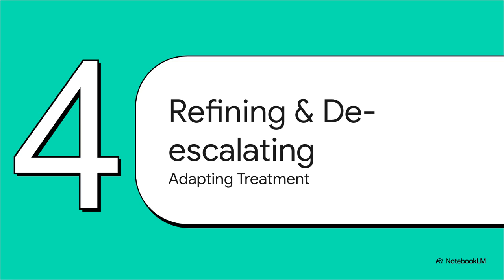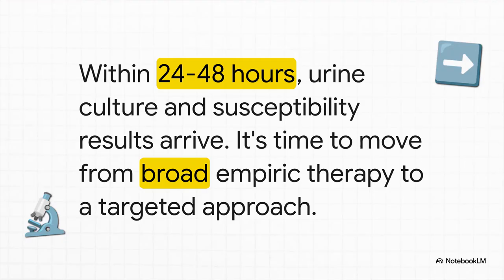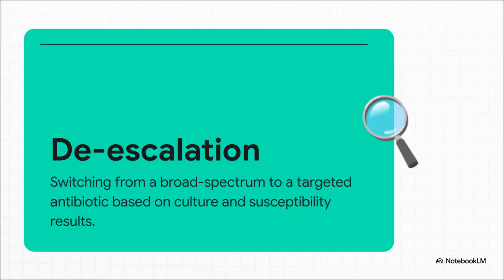Now we wait. As we get more data from the lab, we move into the next phase of management, which is all about adapting our treatment based on that new information. Usually, within about 24 to 48 hours, you're going to get that call. The urine culture and susceptibility results are back. This is the key moment where you can pivot from that broad, empiric coverage to a much more precise, targeted approach. This practice is called de-escalation.